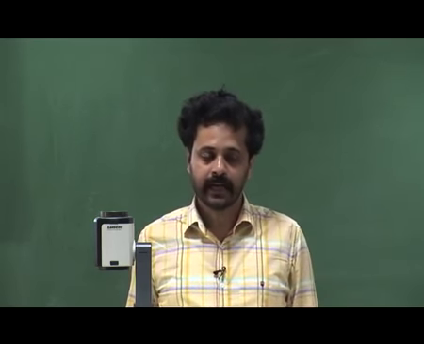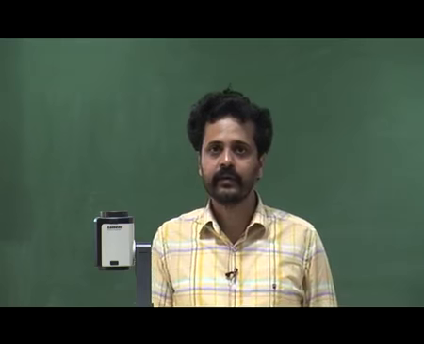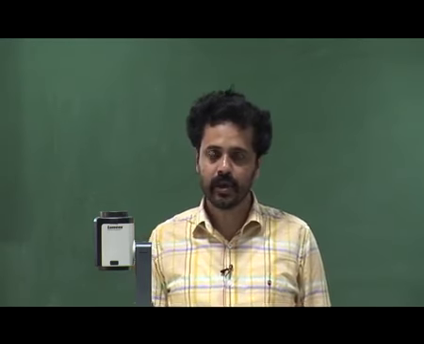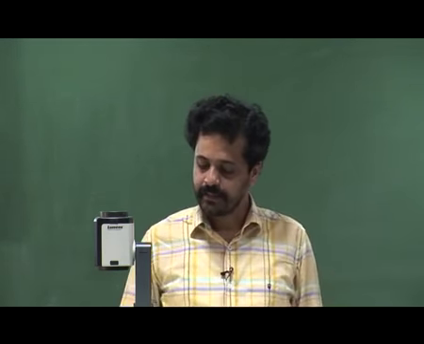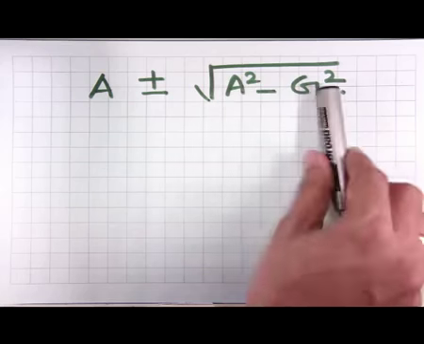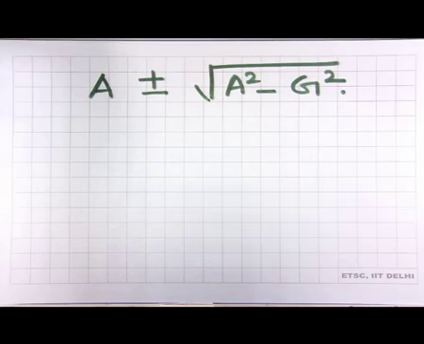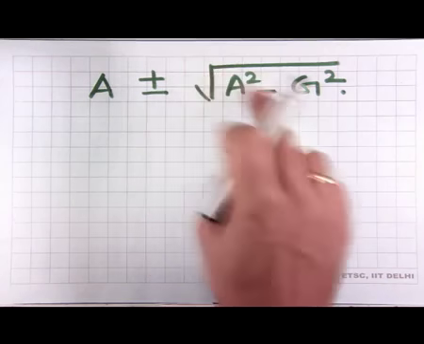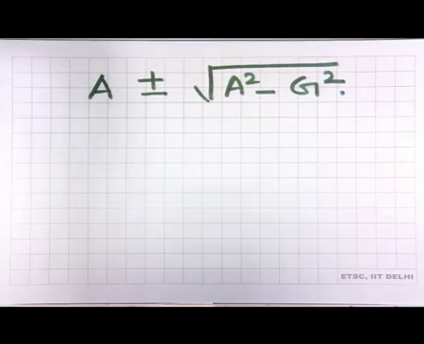Since A, the arithmetic mean, is greater than or equal to G, the geometric mean, root of A square minus G square is a real number. You are talking about square root of a non-negative number. So it makes sense.